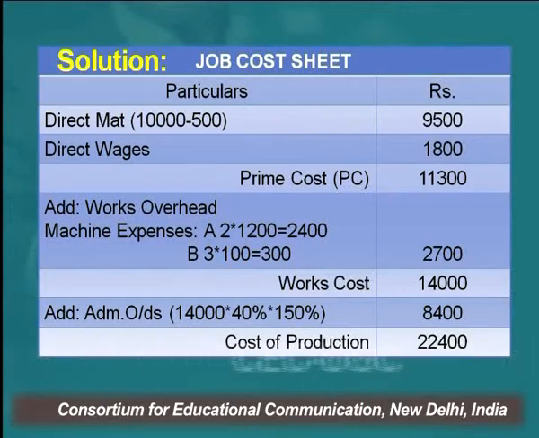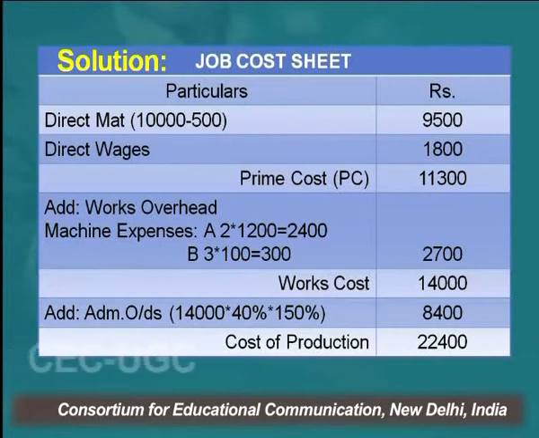So, 100 hours into 3 rupees per hour, so it comes to be 300. So, 2700 rupees is the machine cost, right. So, that 2700 you have noted down. The sum total of the prime cost and the machine cost, works overhead cost, is called works cost. So, your works cost comes to be 14,000 rupees.